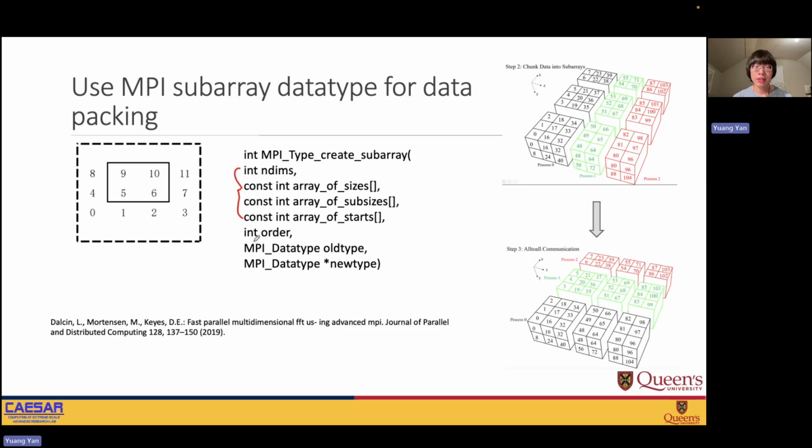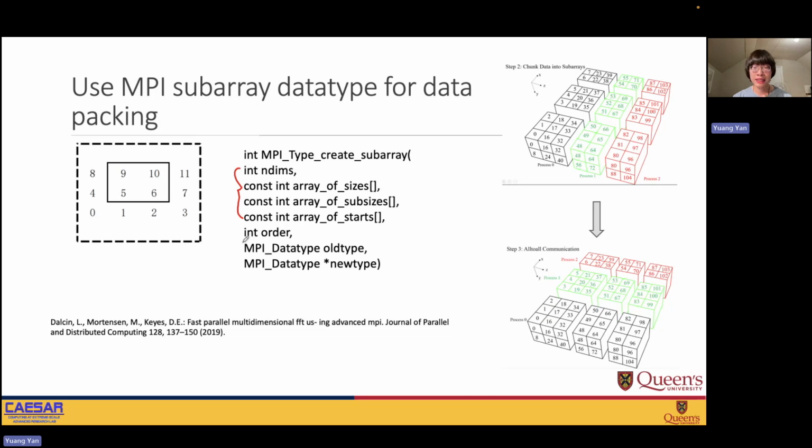As for order, the original MPI definition only has two order definitions. It's either MPI_ORDER_FORTRAN or MPI_ORDER_C, which are column major and row major storage.